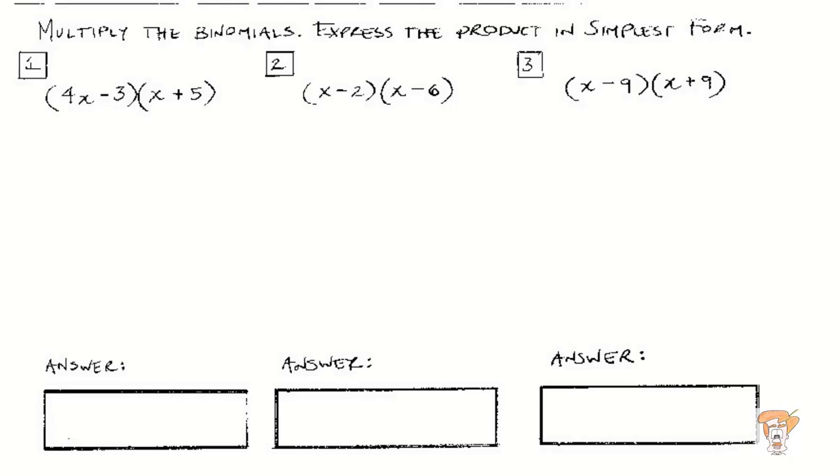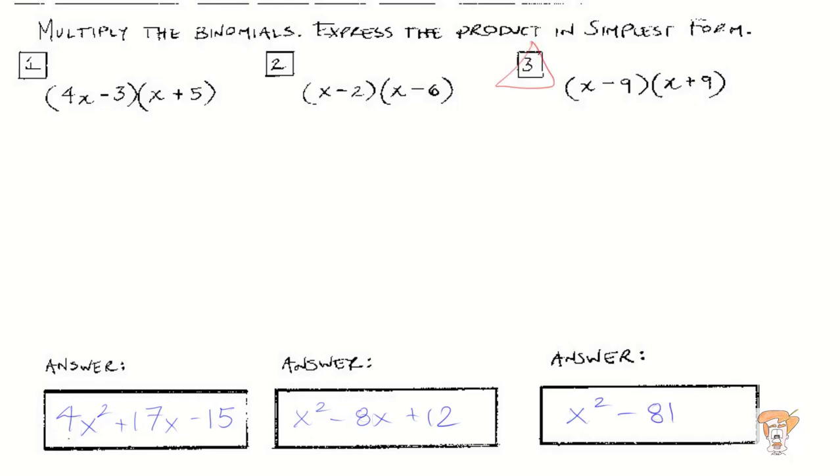In number 1, the product of those 2 binomials is 4x squared plus 17x minus 15. In number 2, the product of those 2 binomials is x squared minus 8x plus 12. And in number 3, the product of those 2 binomials is x squared minus 81.